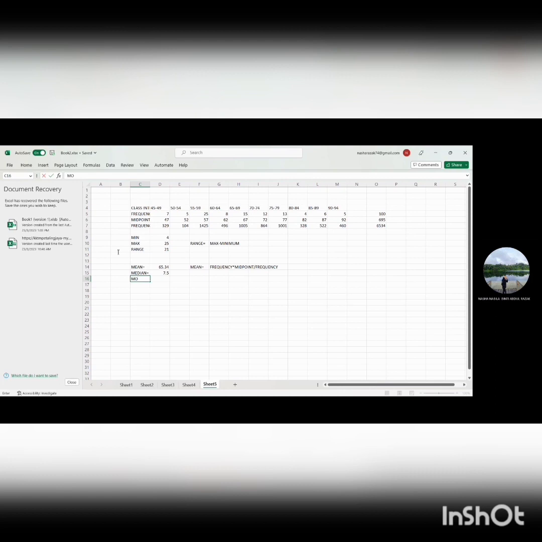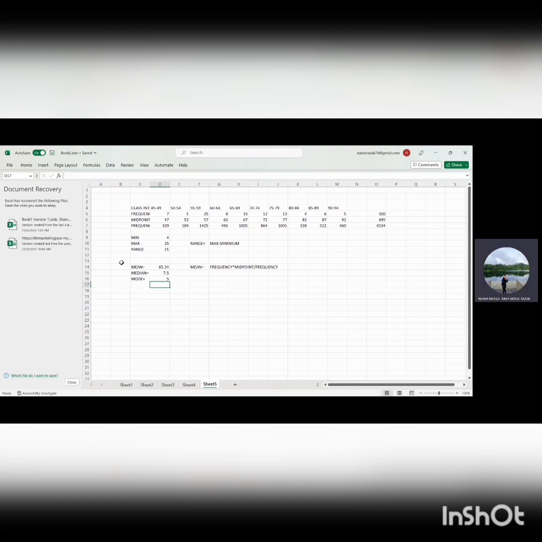Next, the mode is the value of the item that happens most frequently. So the mode value in the Excel is 5.